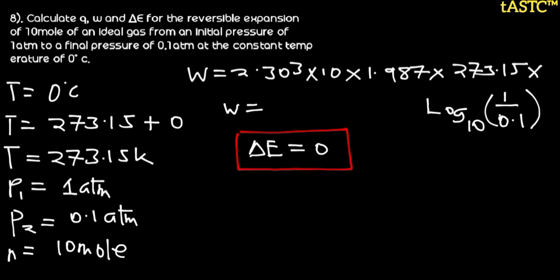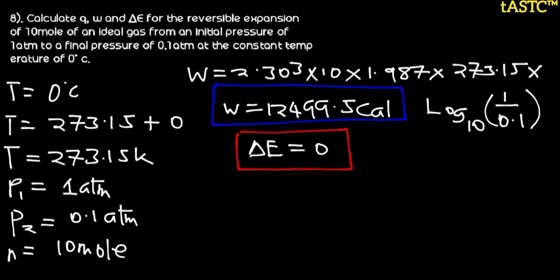So we can tell what W is from here. That is going to be 2.303 multiplied by 10 multiplied by 1.987, multiplied by 273.15, multiplied again by log to the base 10 of 1 divided by 0.1. So the work done here is 12,499.5, and this, of course, is in calories. So that will be the work done in this case.